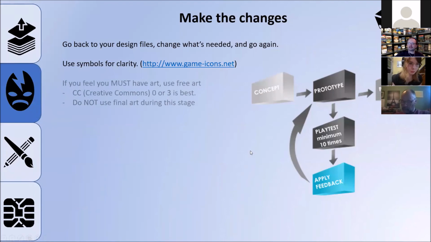So if you're getting to a point where you absolutely feel art is needed, and the only reason I would ever say to even start putting art in any way, is if you have a design where art will actually help with the explanation for people.